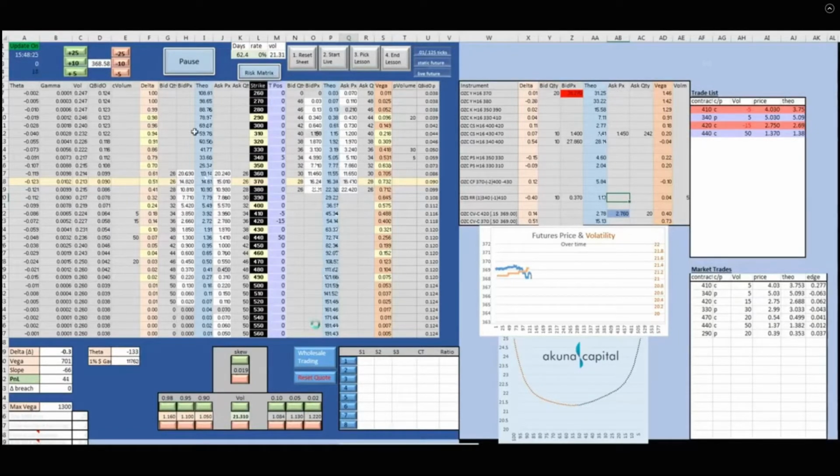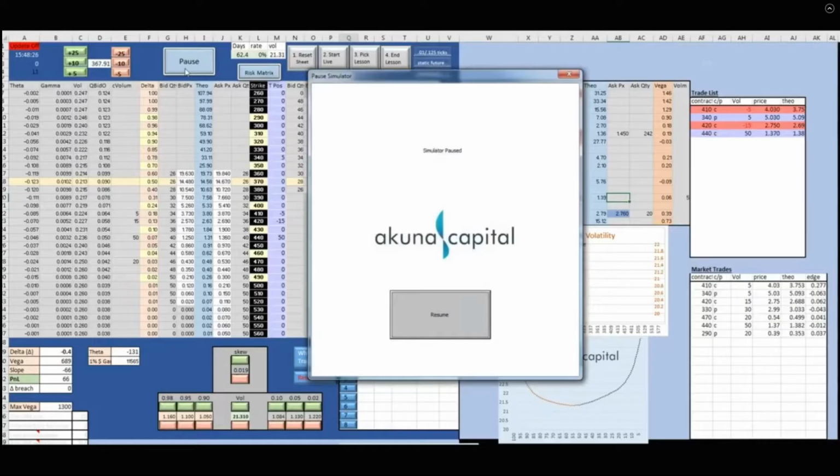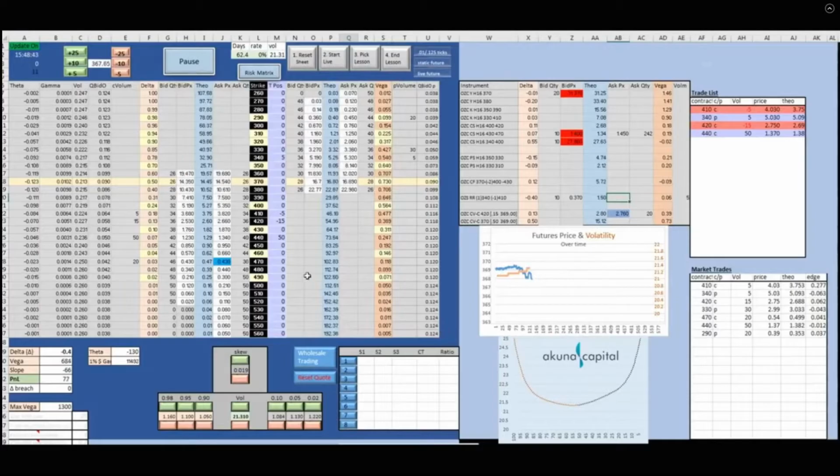Finally, there's a pause button. So if we need to pause and discuss exactly what's going on in the lesson, or to allow users to catch up or ask questions, you can hit the pause button. The simulator will pause where it is, and we can discuss. And then when we're ready to, we can hit the resume button and go back into simulation mode.